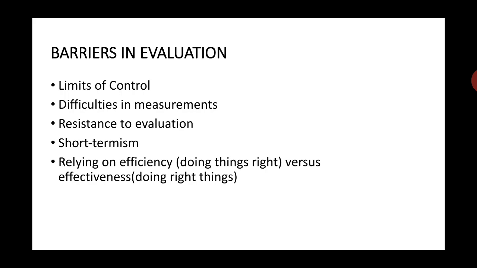Resistance to evaluation. Resistance means the highest level refuses to be evaluated. Sometimes you are entering a place, you want to evaluate, you have the right, but the highest person, the top person, will refuse to be evaluated. Then you cannot do anything. Or he will not allow you to enter part of the system as it's top secret or something. So you are in trouble. This is one of the resistances.